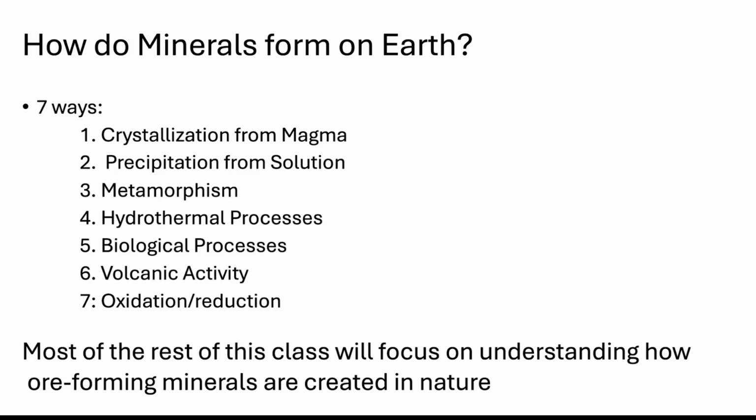Biological processes certainly can make minerals. Calcite or aragonite, as made by organisms, is well known, but birds and things make little magnetites in their brains. That's one of the ways they navigate. Volcanic activity can make minerals. And oxidation and reduction can change one mineral into a new mineral. So most of the rest of this class will be focusing on understanding how ore-forming minerals are created in nature.